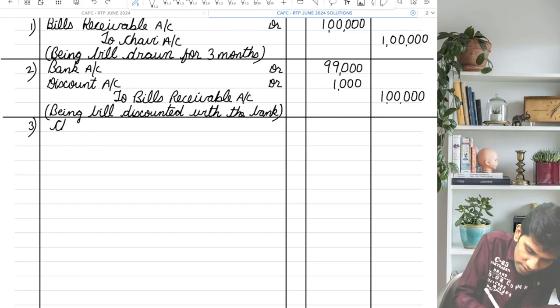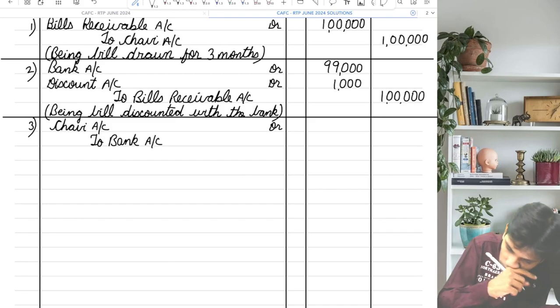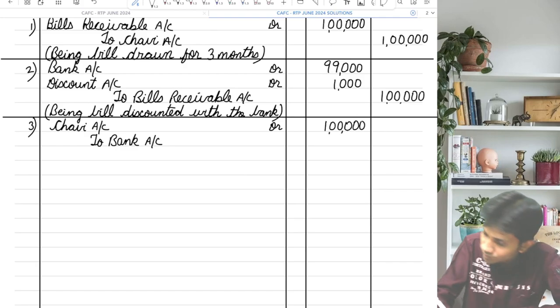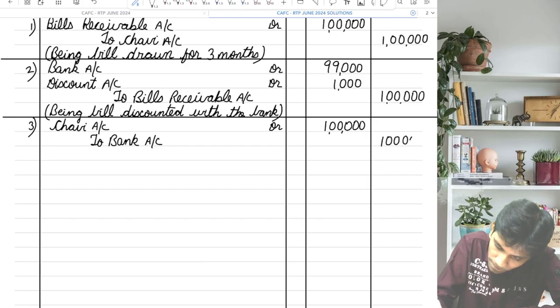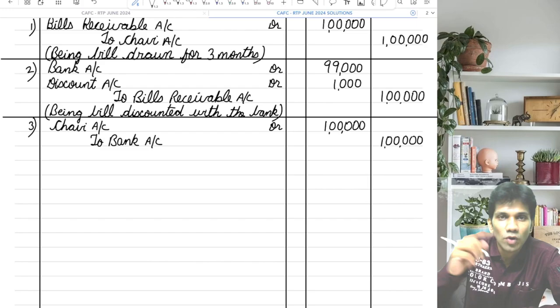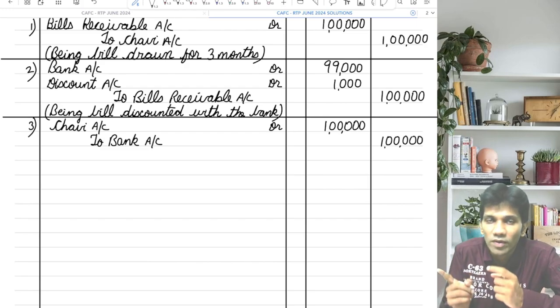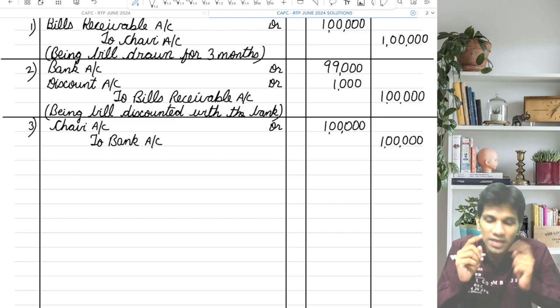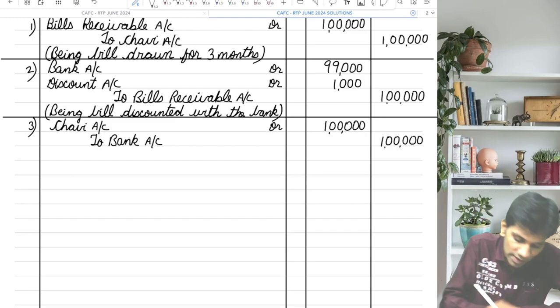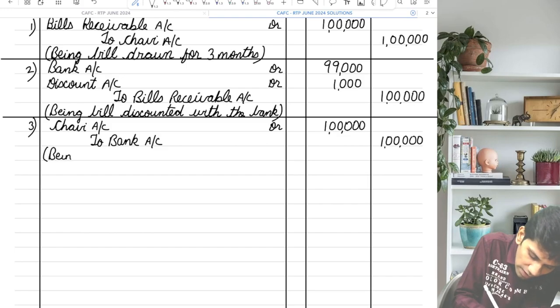Because drawer will always use the name of the drawee, Chavi account debit, to जिसके पास बिल पड़ा है उसको क्रेडिट करो, to bank. What is the bill amount? 1 lakh. So drawer will always say drawee debit, and drawer will credit the party with whom the bill is lying. मतलब बिल जिसके पास पड़ा है उसको क्रेडिट करेंगे. बैंक के पास पड़ा था तो बैंक क्रेडिट. Being discounted bill dishonored.